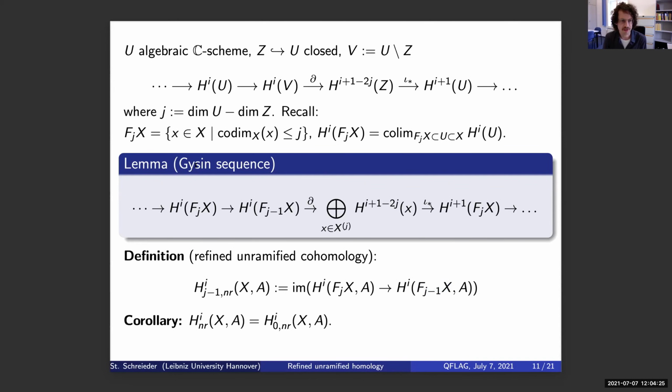Okay, and an obvious corollary of this lemma here is that the zeroth unramified cohomology is the usual unramified cohomology, because if j is 1 here, then here I have F_0, and here we have the sum over all codimension 1 points. So we get back exactly this formula of the definition of unramified cohomology. So this is a generalization, and it works well for X pretty arbitrary, separated of finite type over C.